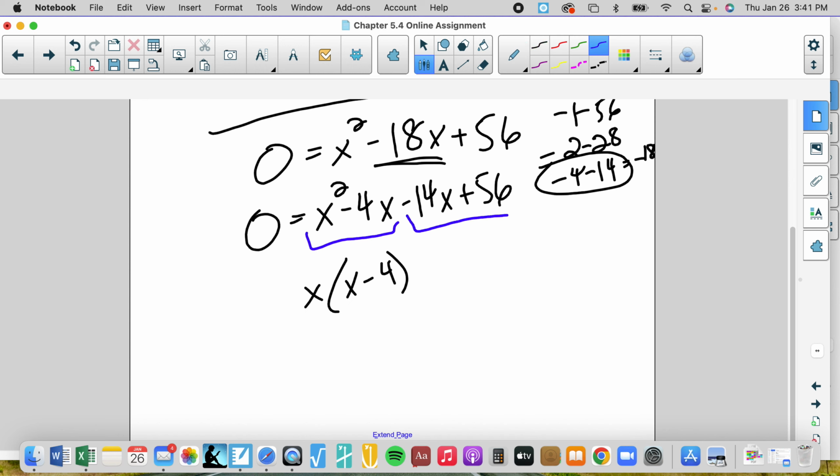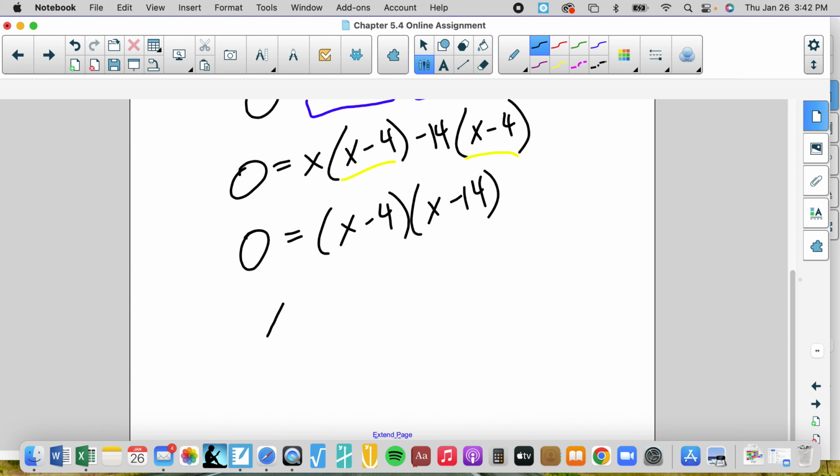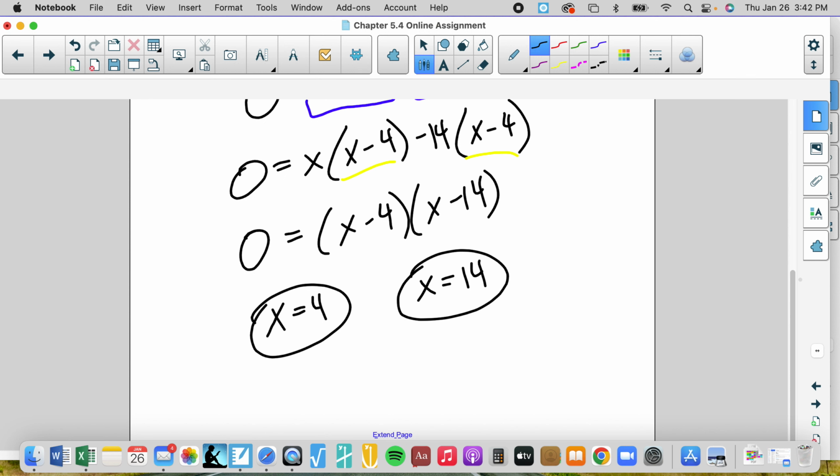I look at the second grouping. I'm going to factor out a negative 14, and we get x minus 4. That was pretty good. I know I did it right because both of these quantities are the same. They must be the same in order to do factor by grouping. So that produces x minus 4, x minus 14. Zero property, so I know x equals 4 and x equals 14 are my possible solutions.